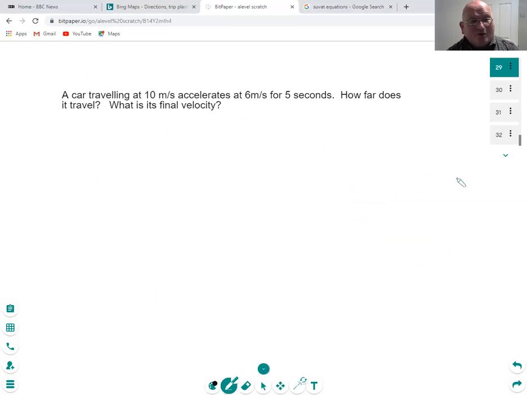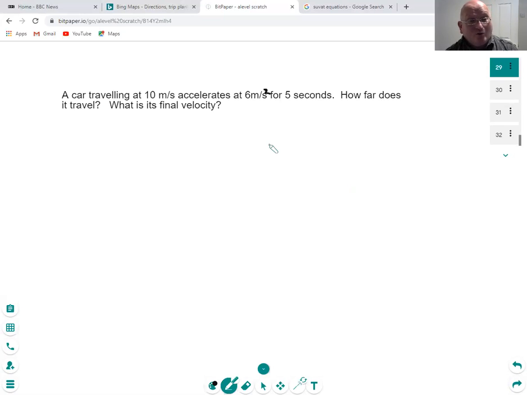Right. So we're now going to see how we can use these equations. I'll keep popping back to those equations to check on them to find the answer to this question. So a car traveling at 10 meters a second accelerates at 6 meters per second squared for 5 seconds. How far does it travel? When I was doing this, I didn't put a 2 there. Important to get the unit right.